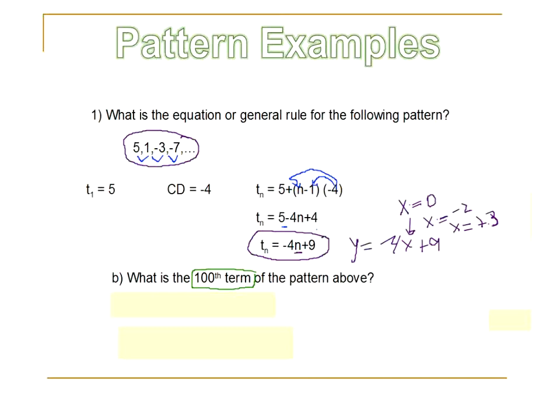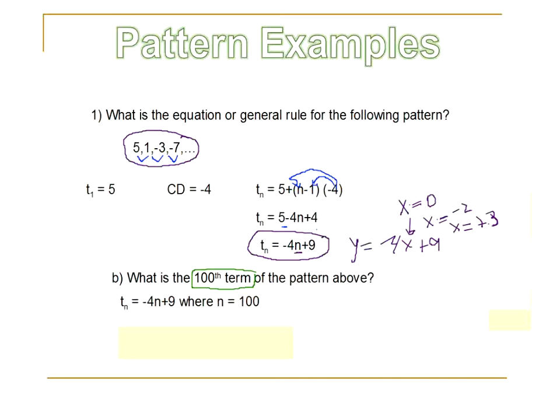I'll say it again. Are there 100 spaces in this pattern? Or is it asking how many numbers do I write down until I write the number 100? What this is saying is, it's asking what is the 100th term. So this is asking what is the 100th number that I write down. I'm not going to write down the number 100. I'm going to write down 100 numbers. And so this means n equals 100.